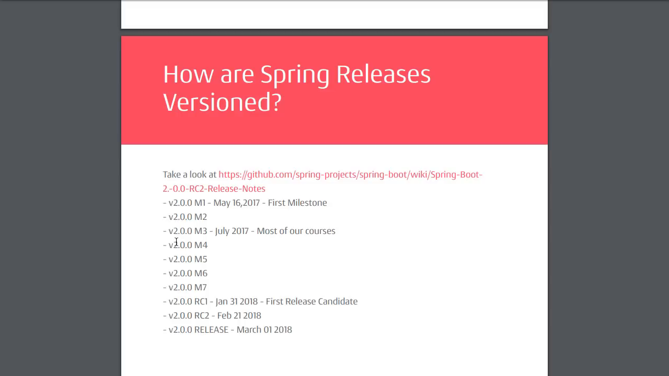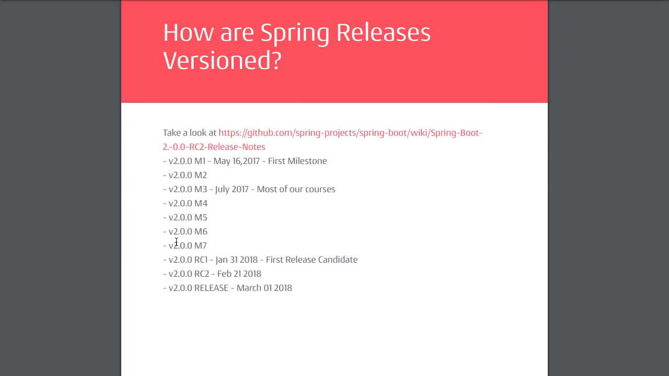Before we get into all the details, let's look at how Spring releases are versioned. The life cycle of a Spring release starts with the milestone releases. After that, we get into the release candidates, and finally there is a released version. So if we look at this, we have a number of milestone releases. We had the first milestone release M1 in May, and after that we had milestone releases M1, M2, M3, and so on up to M7.